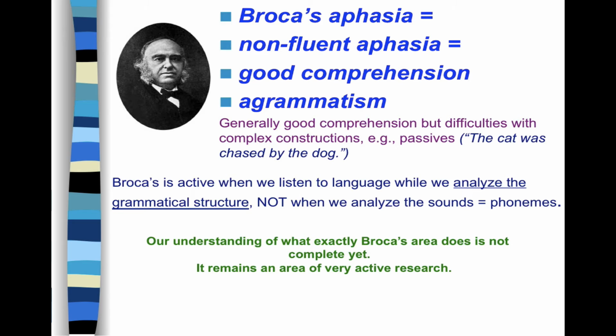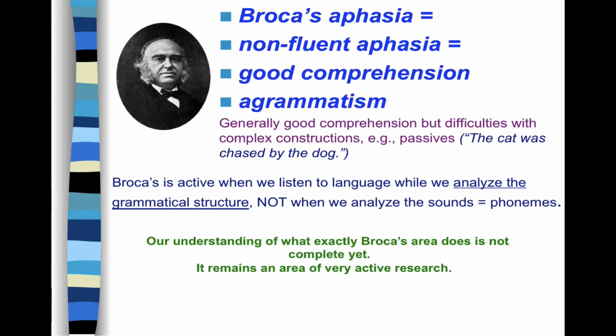If you tell a Broca's aphasic, "the cat was chased by the dog," it's a passive, meaning the dog did the chasing and the cat was being chased. They typically don't understand that, and they think the cat is chasing the dog. So yes, there is good comprehension, but there are still deficiencies, but nothing major. By and large, they understand language. We know from people who do not have brain damage, when we study what the brain does as it listens to language, that Broca's area is active when we listen to language while we analyze the grammatical structure, though not when we analyze the sounds or the phonemes.